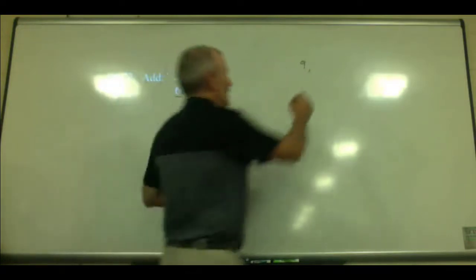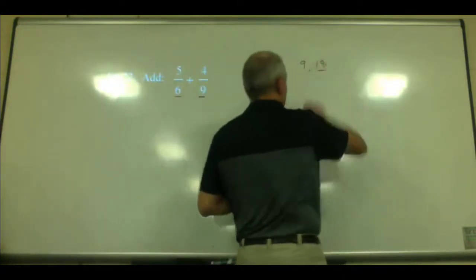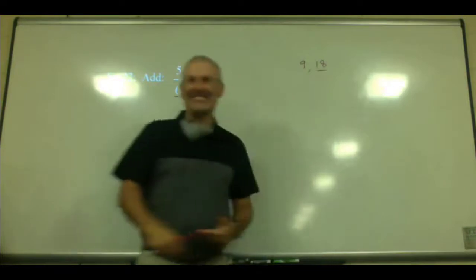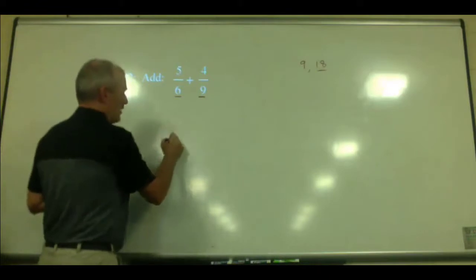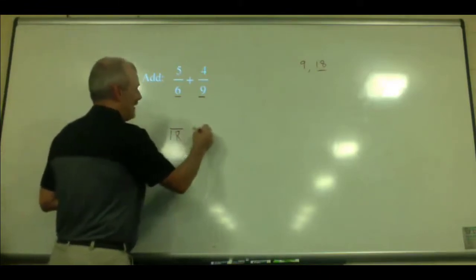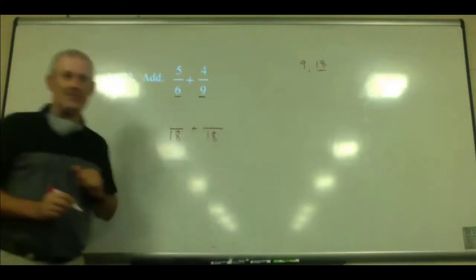So what's 9 times 2 then? 18. Can 6 divide into 18? Yes. Yes, it does divide into the 18 evenly. How many times? 3. Now this is important for this reason. What we're going to do is turn this into something over 18, and we're going to turn this into something over 18.